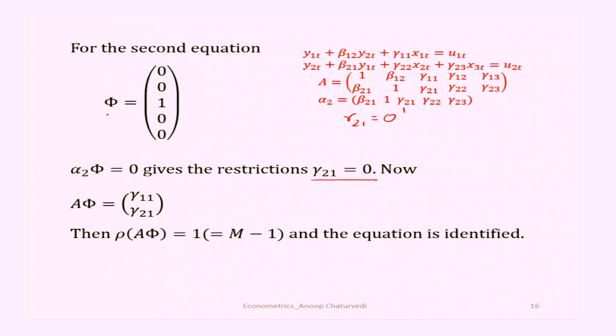So, first we define this matrix phi, and now we obtain A phi. We take this matrix A and multiply it by phi. A phi gives you gamma 1 1, gamma 2 1, and then we check the rank of this matrix A phi. The rank of this matrix is obviously 1, which is again equal to m minus 1. So, the equation is identified.